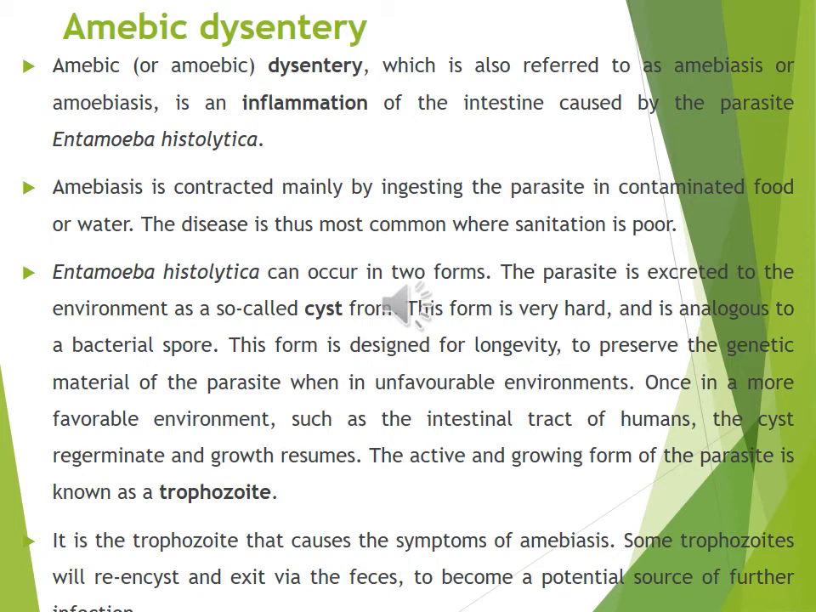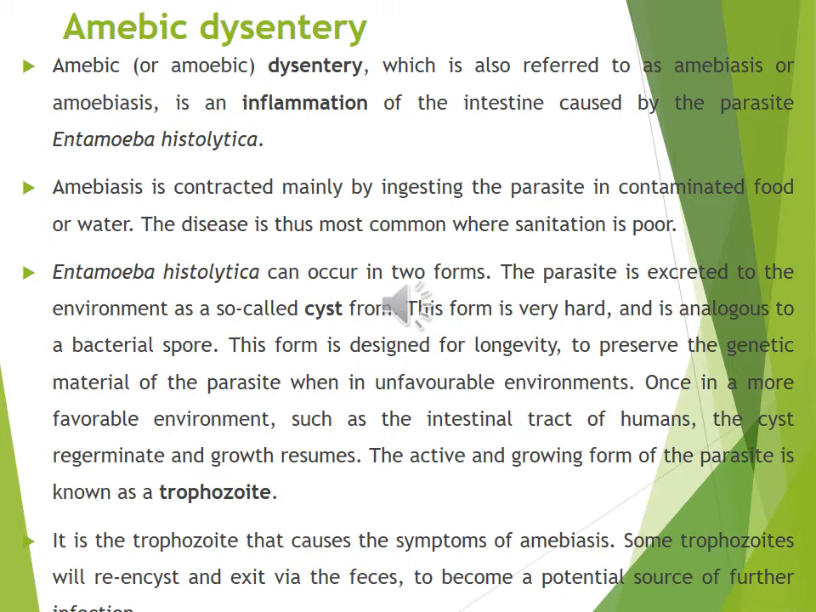Once you get favorable conditions, such as the intestinal tract of human beings, the cyst will regerminate and the growth resumes. The active form of this parasite is called a trophozoite. So, two forms of Entamoeba histolytica. The first form is called the cyst form. This cyst form is present in the environment.